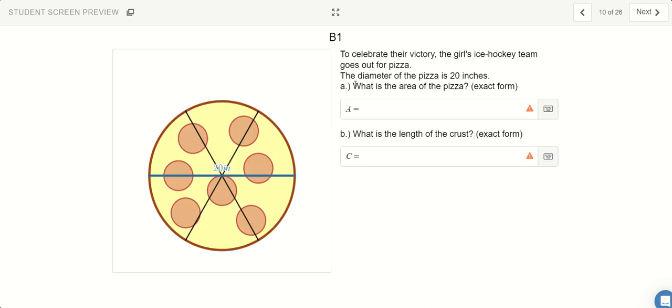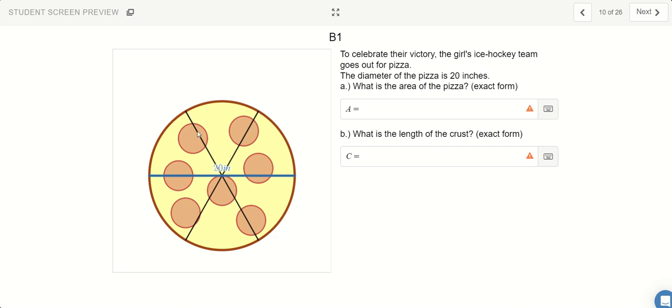So thinking about portions of a circle can help us understand the idea behind radius, arcs and sectors. And one way to look at that is by looking at this pizza example. So here, let's read the situation. To celebrate their victory, the girls' ice hockey team goes out for pizza. Here we have a pizza that has a diameter of 20 inches, so 20 inches across. What's the area of the pizza in exact form, and what's the length of the crust?